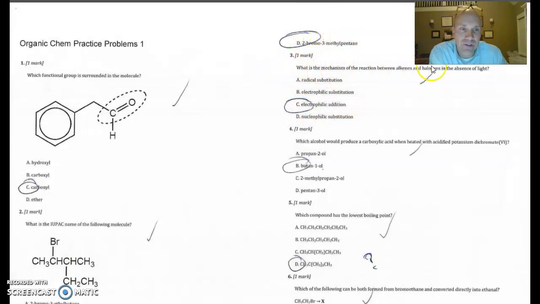All right, what's the mechanism? The key thing about this question is the absence of light. If it was in the presence of light, you would most likely have radical substitution. But since it's an alkene and a halogen in the absence of light, that's going to be electrophilic addition.